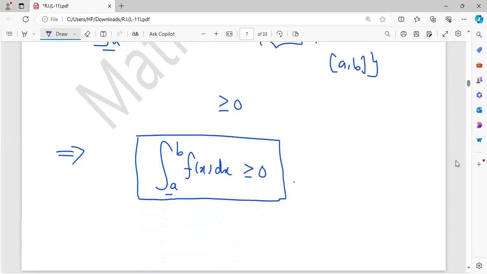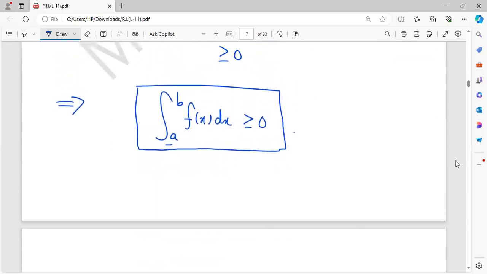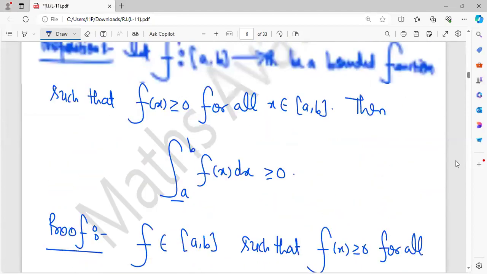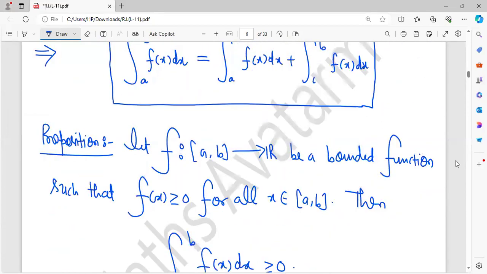Now corollary. We are calling this proposition 1.